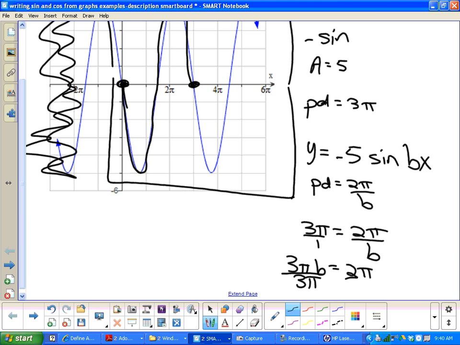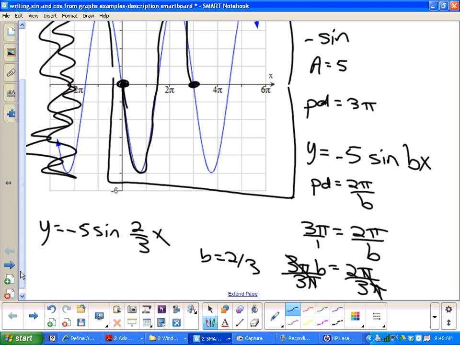Divided by 3 pi on both sides, it's going to be 2/3. So b is 2/3. Okay? So now let's write our equation down. Y equals 5 sine of 2/3 x. Okay, so how do you find the period is if you start from one point. Start on the y-axis. Always start on the y-axis when you find the period, okay? And then just figure out how long it is taking to make a complete cycle.